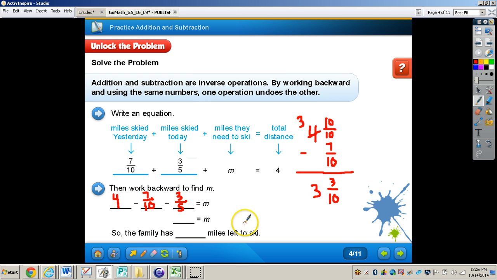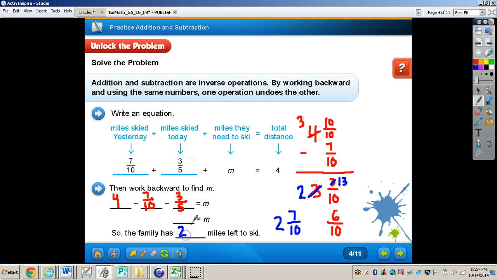You can see the process here. We need to subtract 3/5 from that 3 and 3/10. Now what I did is I changed that 3/5 into 6/10 to have a common denominator. 3/10 minus 6/10, you cannot do that, so you need to regroup. Change that 3 into a 2. Then we're going to add 10/10 to my 3/10, making this 13/10. So now we have 13/10 minus 6/10, which gives me 7/10. And 2 minus 0 gives me 2, which gives us our answer, 2 and 7/10.